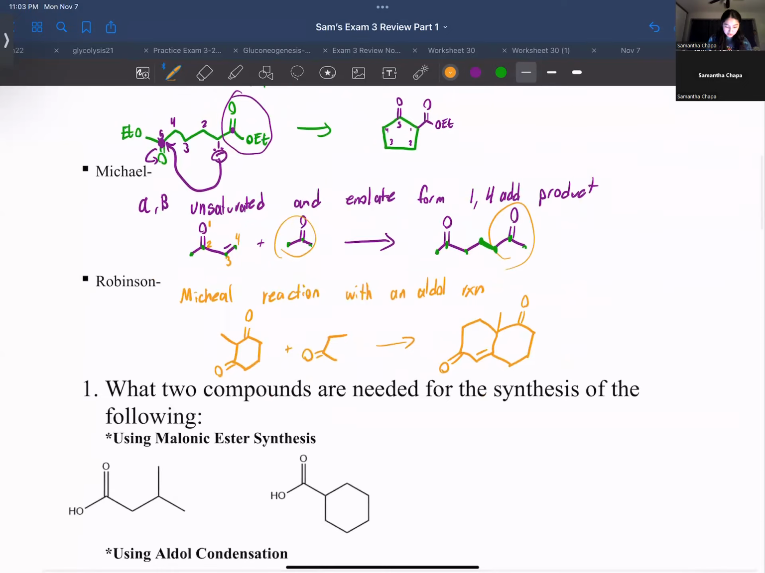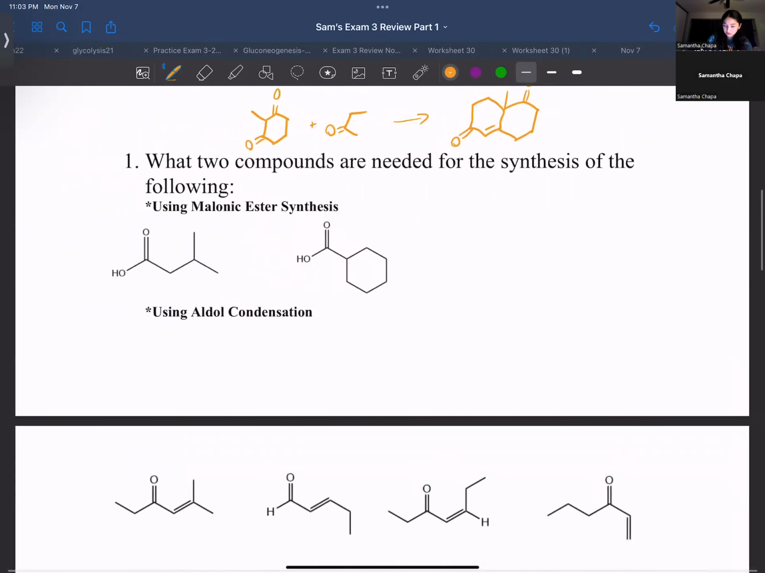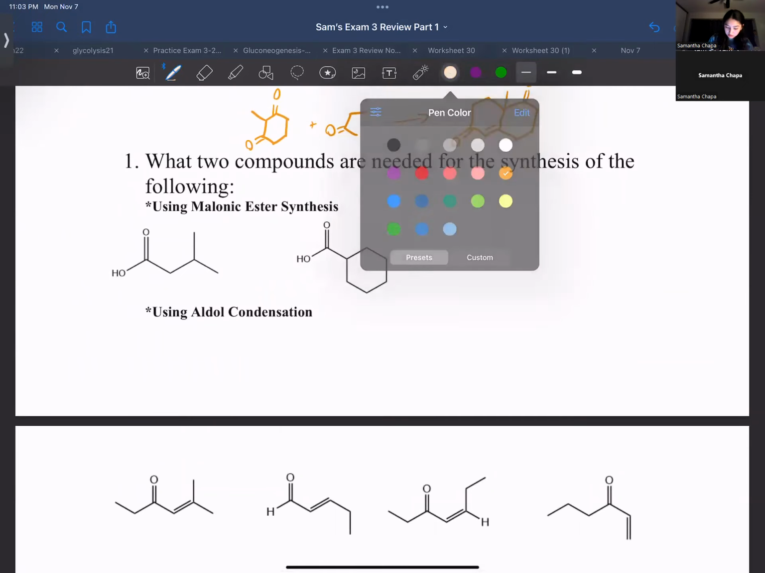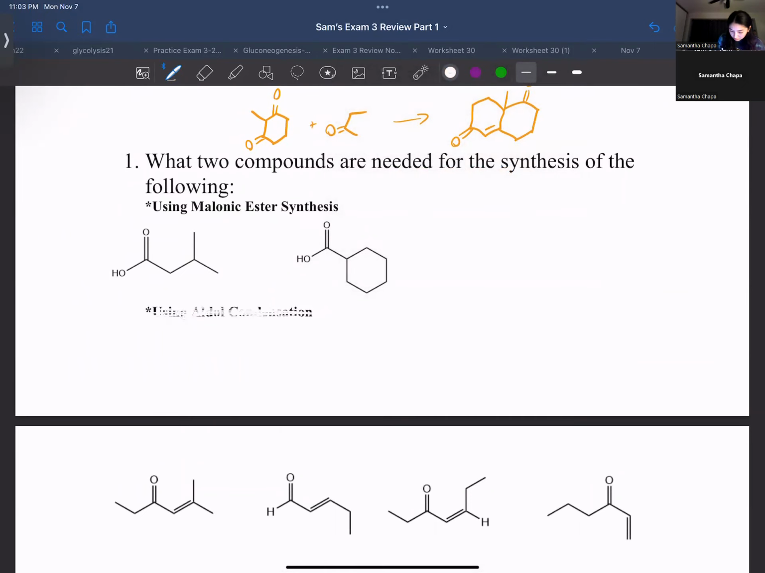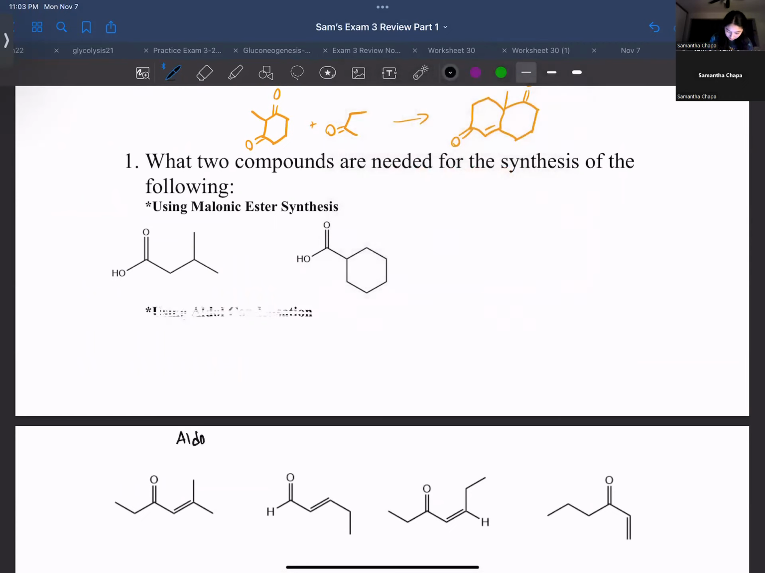There's a couple more that I want to talk about. Ignore this aldol condensation part. I'm just going to move this so I can make more space for myself. So malonic ester synthesis, you're going to see something very similar, which is the acetoacetic synthesis. The only difference between those, because they're kind of the exact same thing, is the starting materials.